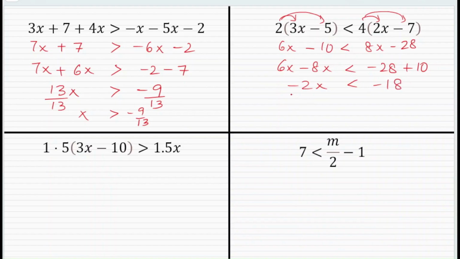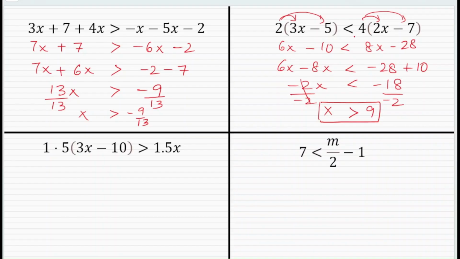Again, I am dividing by minus 2. And so x would be greater than, as this less than sign would flip to a greater than sign. So minus 18 divided by minus 2 is 9. So x greater than 9 is the solution set for this inequality.